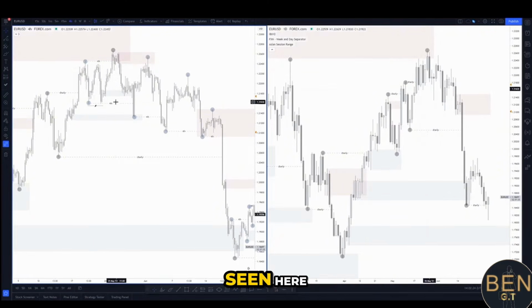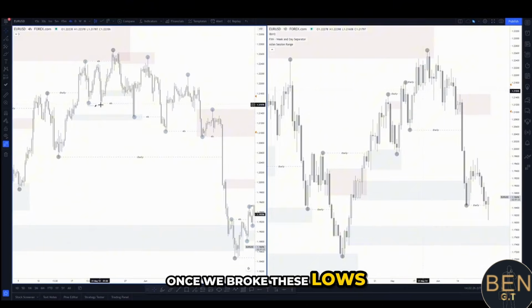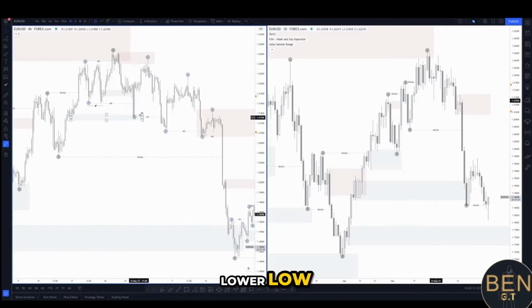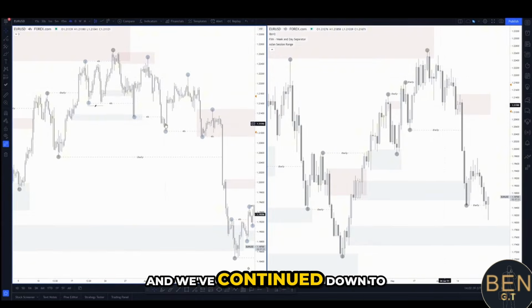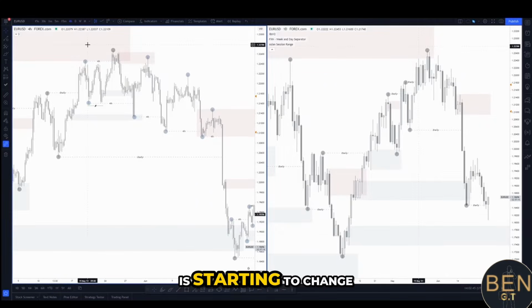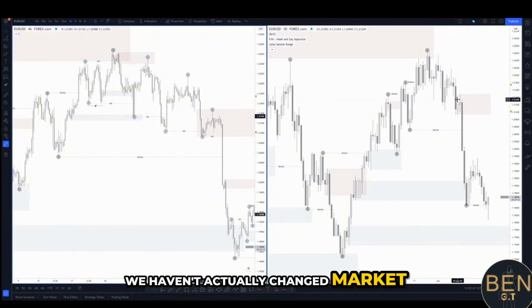And what we've seen here, once we broke these lows, is that price broke market structure with this large drop here. So we've put in a lower low. We've come back in, we've tapped into supply, and what has ended up happening? We've failed demand, and we've continued down to create a lower low. So what this is now telling us is that the supply zone on the daily chart is starting to change. We haven't actually changed market structure on the daily yet.